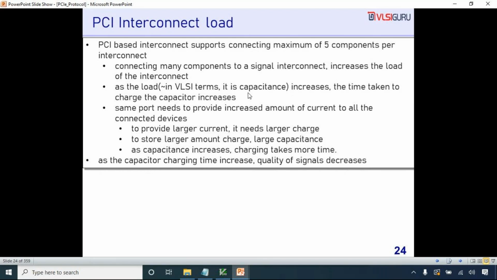Essentially capacitance, right? As the load increases, the time taken to charge the capacitor increases. The same port needs to provide an increased amount of current to all the connected devices, because as you connect more devices you need to give more current. To provide larger current it needs larger charge. I mean, to store a larger amount of charge it needs larger capacitance. Basically we are talking about the parasitic capacitance, right? There is no real capacitor there. As the capacitance increases, charging takes more time. It impacts the signal behavior.